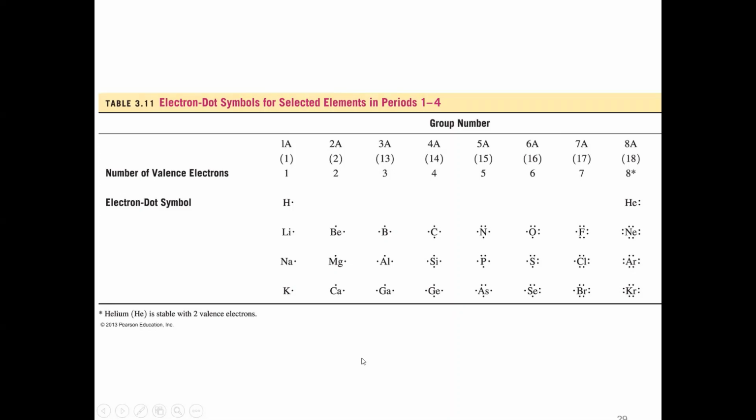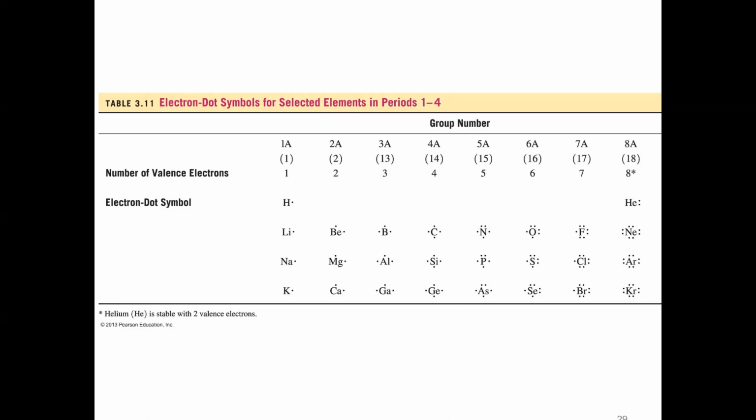Everything in group 3 has 3 valence electrons, so like aluminum, gallium. Everything in group 4, such as carbon and silicon, all have 4 valence electrons. Everything in group 5, nitrogen and phosphorus, have 5. Everything in group 6, like oxygen and sulfur, have 6. Everything in group 7, so fluorine, chlorine, bromine, and iodine, will all have 7.